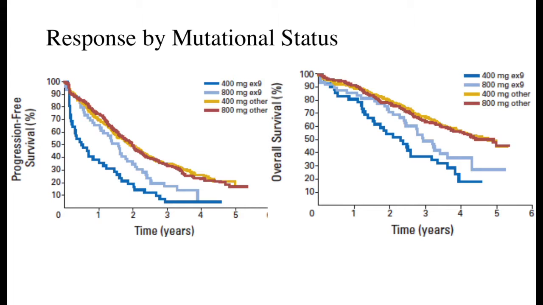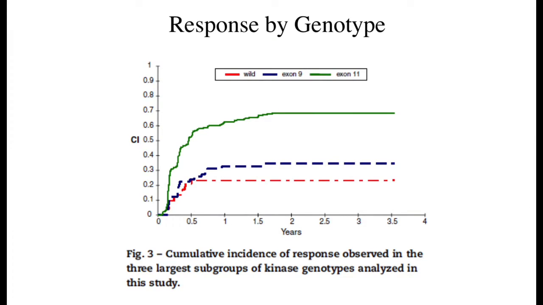But you can see here, in the light blue line, it's clearly better. Higher is better here. The light blue line, 800 milligrams, is better than 400 milligrams for exon 9 mutation patients. And not only for progression-free survival, it's how long your disease grows before it is called progressive disease by standard criteria. And not only were people going longer before the disease grew, but also you were having a better survival. And then this is a different study, and they looked to see what is the response rate.